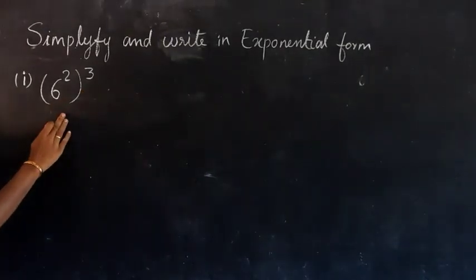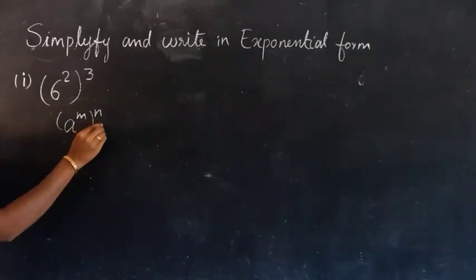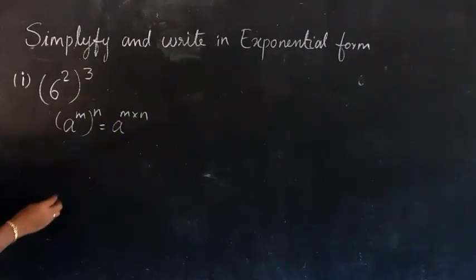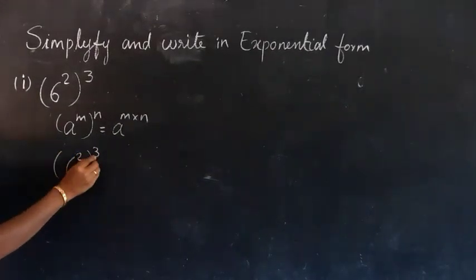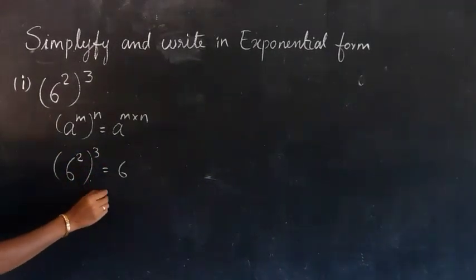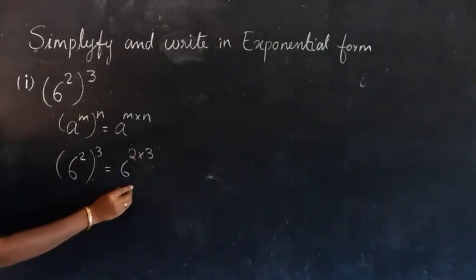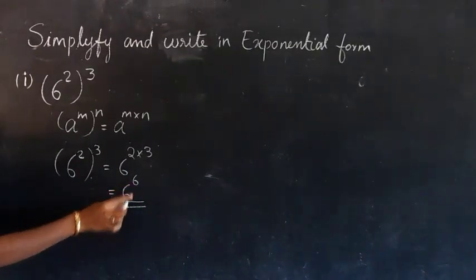We know that (a raised to m) all raised to n is equal to a raised to m into n. So (6 squared) all raised to 3 is equal to 6 raised to 2 into 3, which is equal to 6 raised to 6. So the answer is 6 raised to 6.